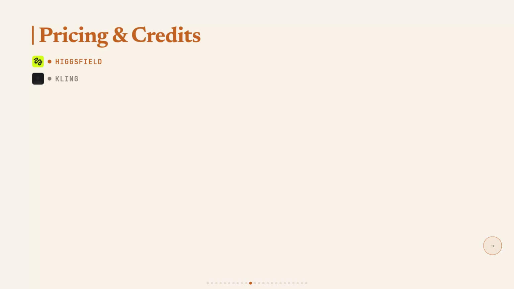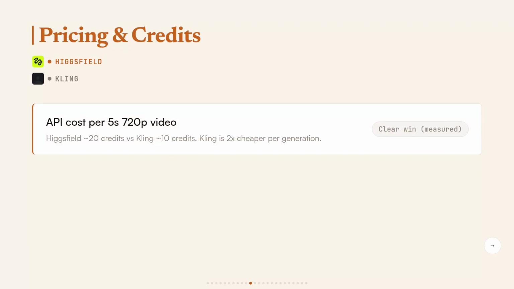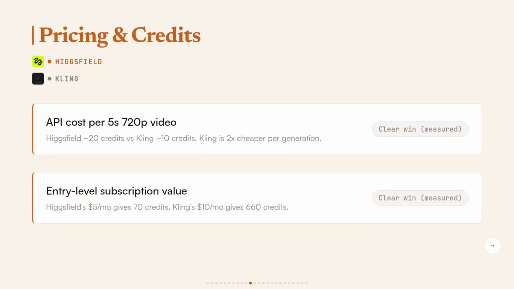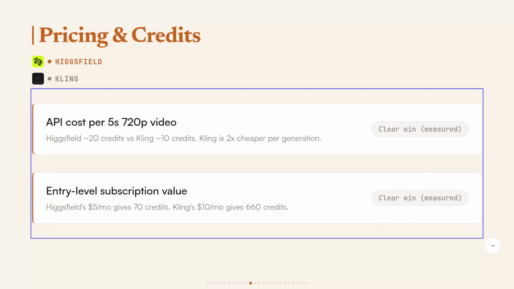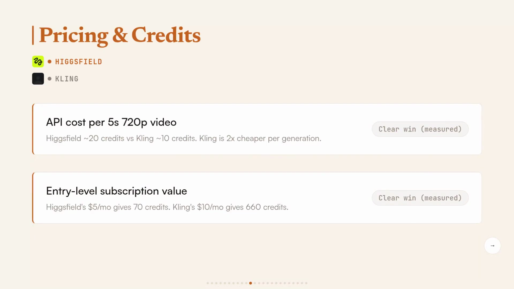Kling's entry plan is $10 a month for 660 credits, and Higgsfield's basic plan is $5 for 70 credits, which sounds cheaper until you do the math, because per 5-second 720p video via API, Higgsfield costs $2 and Kling costs $1, so Kling is 2 times cheaper per clip and gives you roughly 4.7 times more credits per dollar at the entry tier.